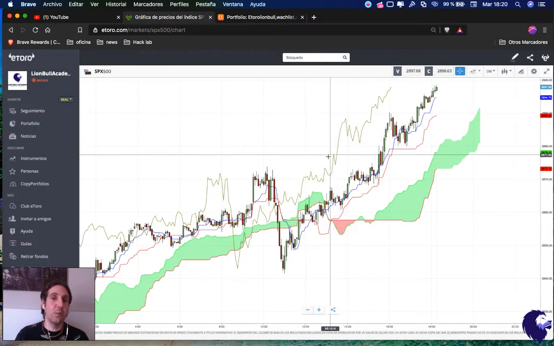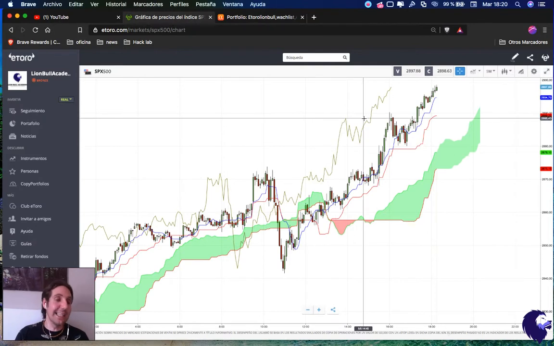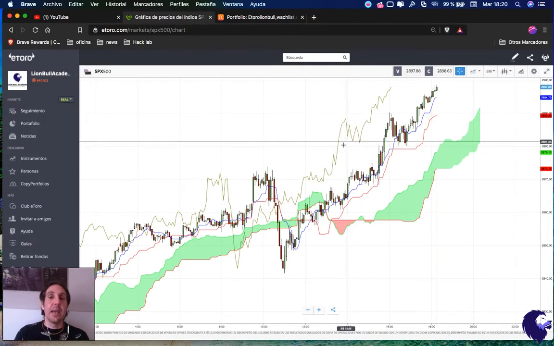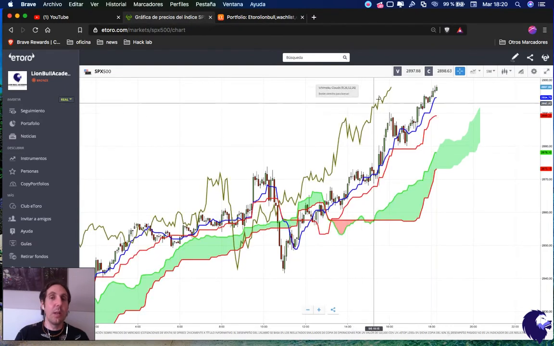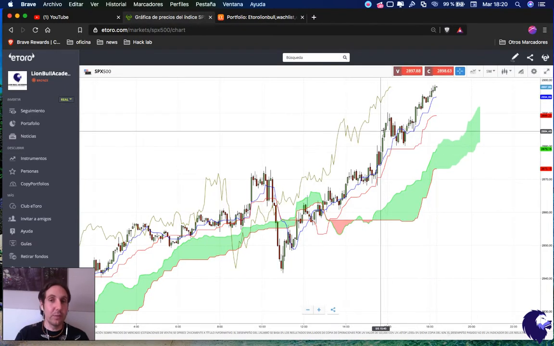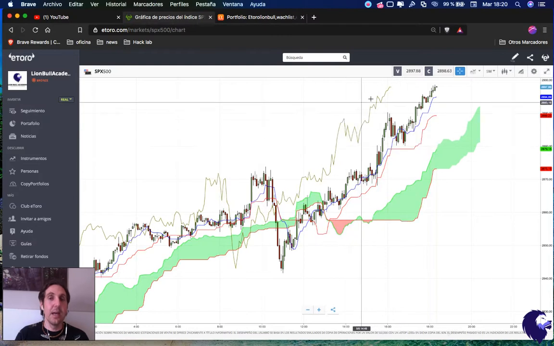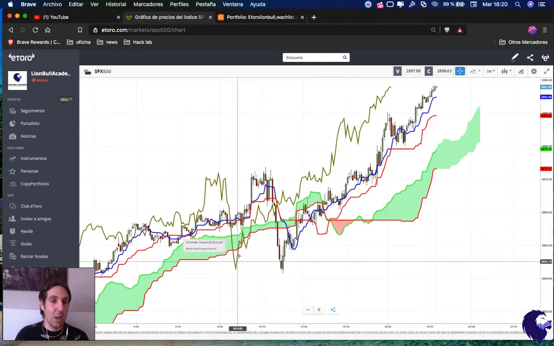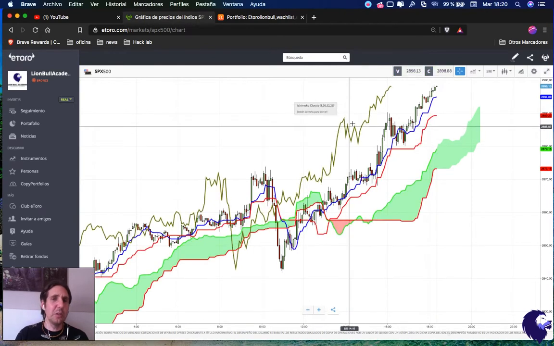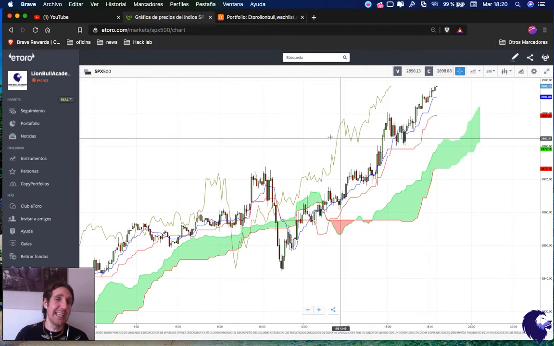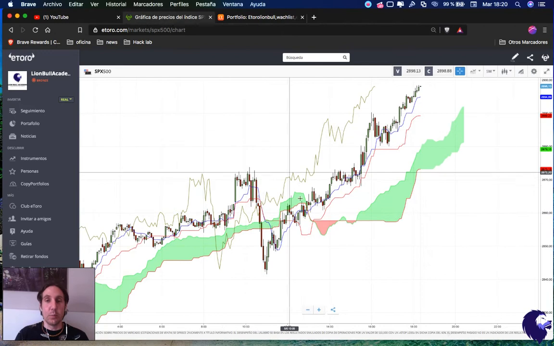This line will show you how strong the trend is. The more separated it is from the price, the stronger the trend will be. If it's above the candles, it will be an uptrend. If it's below the candles, it will be a downtrend. That's one thing. But really, you don't need to consider it too much. You can even ignore that one.